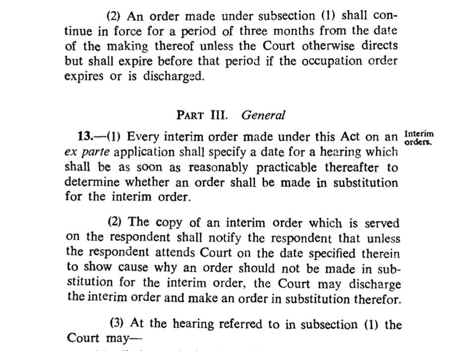Subsection 2. The copy of an interim order which is served on the respondent shall notify the respondent, that's the person being accused of domestic violence, that unless the respondent attends court on the date specified therein to show cause why an order should not be made in substitution for the interim order, the court may discharge the interim order and make an order in substitution thereof.